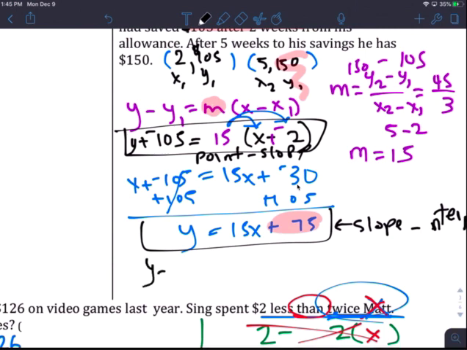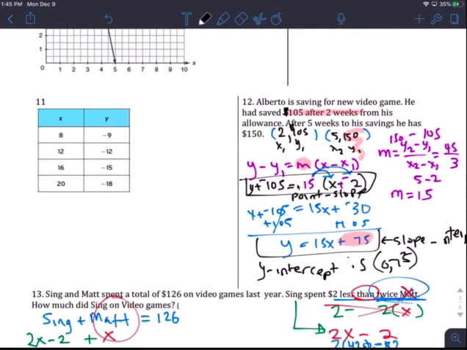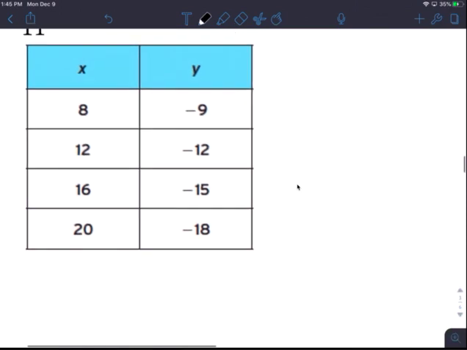So the y-intercept is 0, 75. Okay, next one, same thing. Pick 2 points. Oh, all the y's are negative. I'm going to just pick the first 2. It's smaller of the 2. x sub 1, y sub 1, x sub 2, y sub 2.